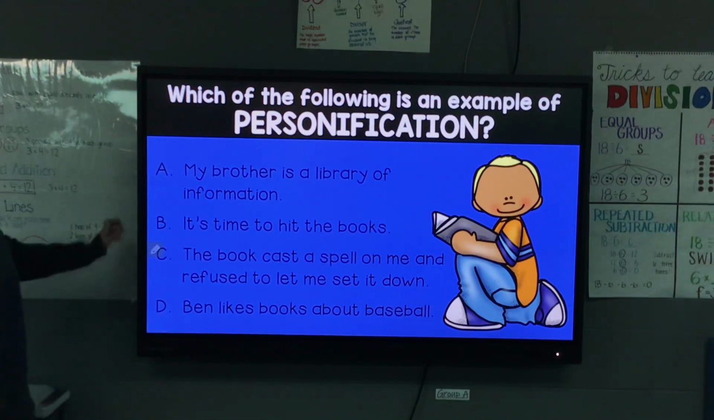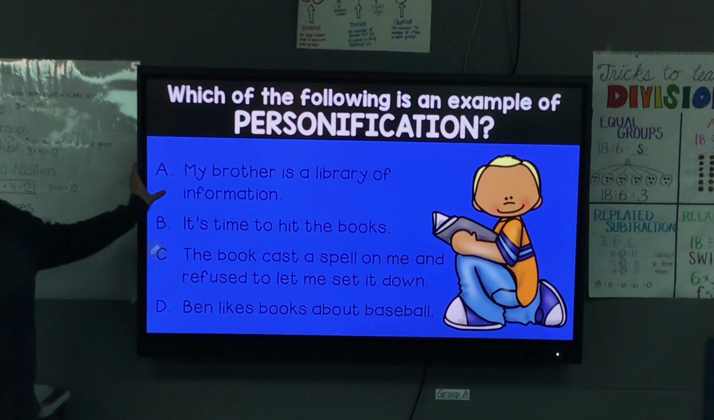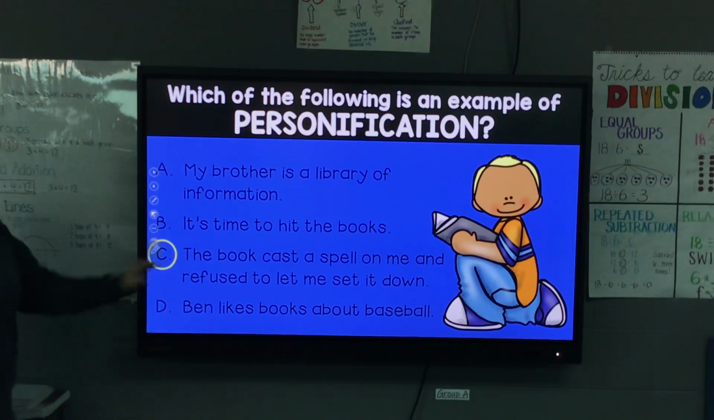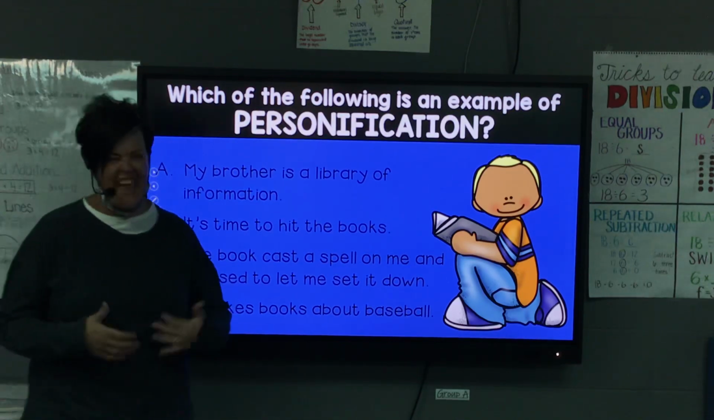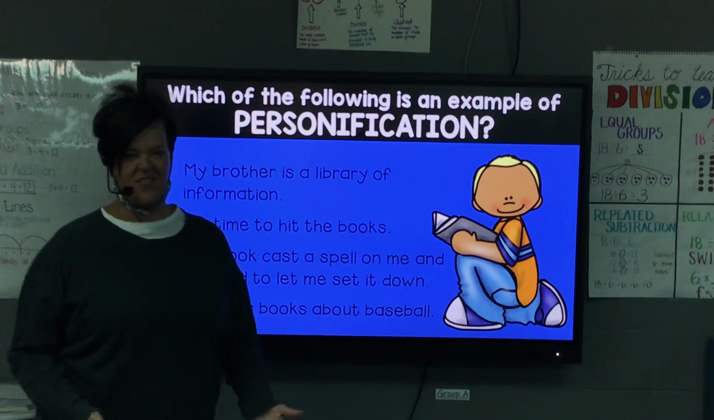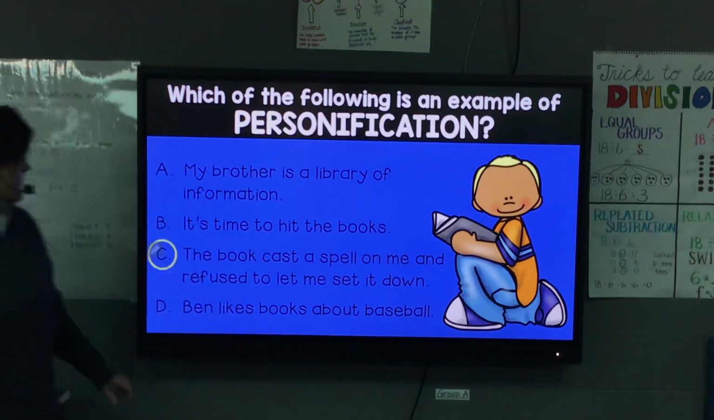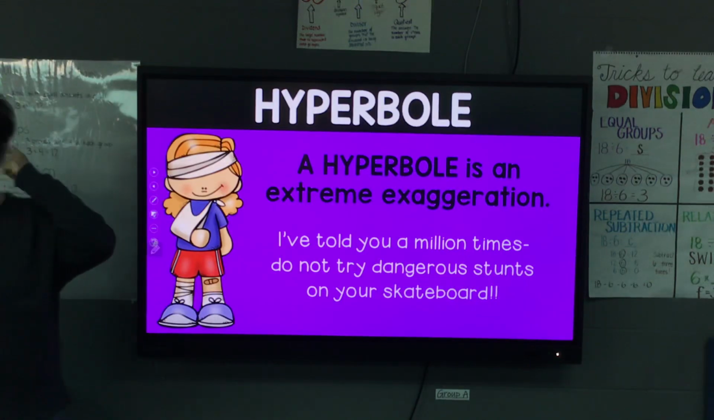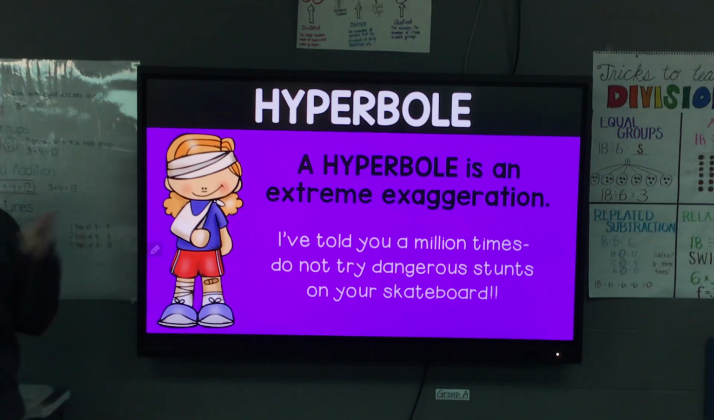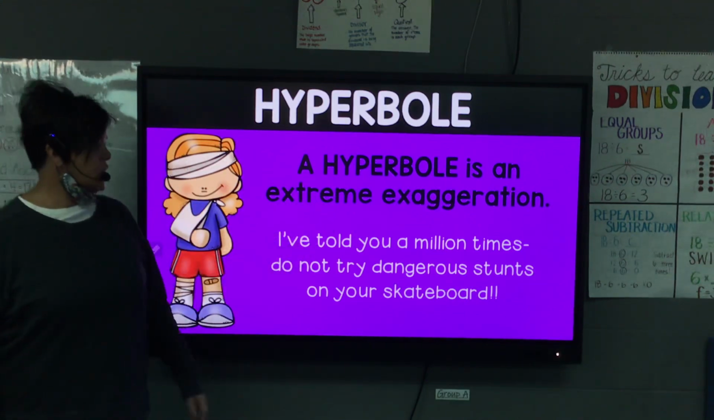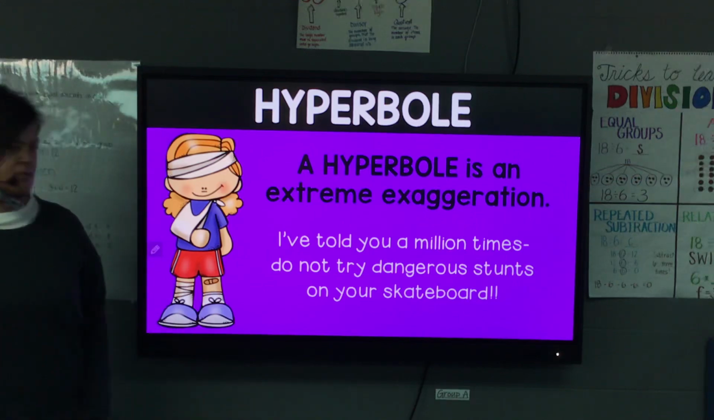Okay, the majority of you chose C. That is correct, because a book is not going to cast a spell on someone and not let them set it down, is it? No. Hyperbole. We've talked about this, but it's been a long time. A hyperbole is an extreme exaggeration. I've told you 1,000,000 times.